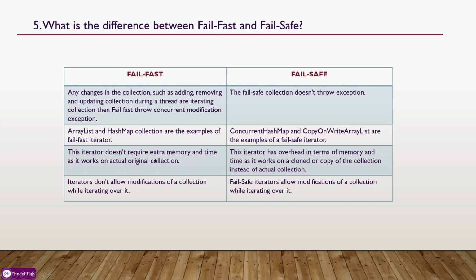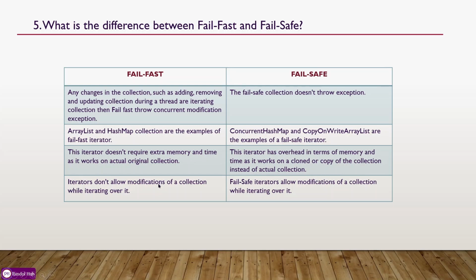So I said in the case of fail fast, when you're trying to modify the collection during iteration, it is going to throw an exception. Why? Because this iteration happens on the original collection, whereas in the case of fail safe, there is a copy of a collection maintained over which the iteration happens. So when you're working on a copy of a collection and you do a modification, that is, try to add or delete, it is not going to throw an exception.